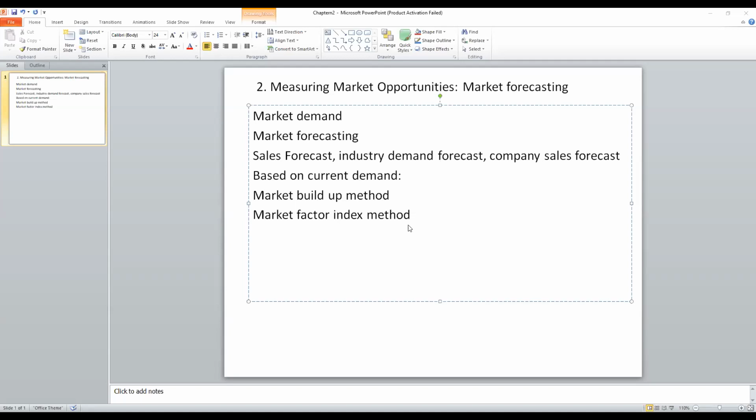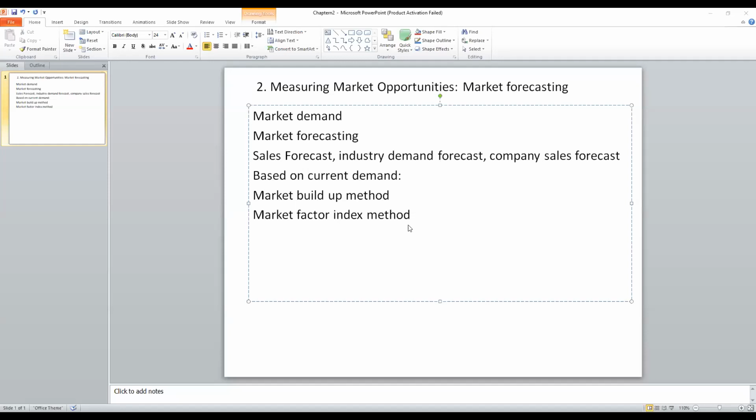Now, basically, when the company thinks of forecasting, it takes into consideration questions like what is there, why it has happened, what happens, when, or what the people will think. So these are some of the questions which the companies take into consideration. Now here, based on the current demand, the method is the market build-up method.